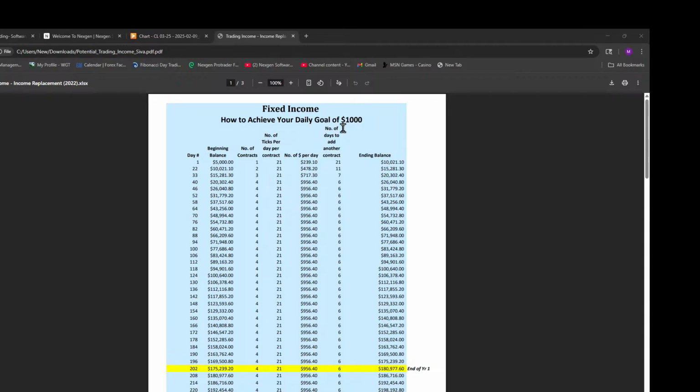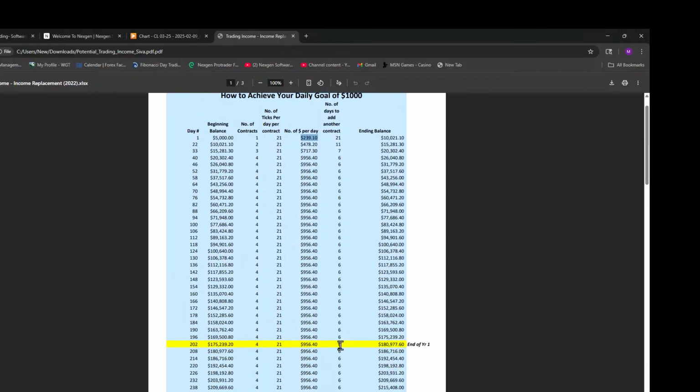How to achieve your daily goal of $1,000. It says make $239 a day for 21 days on a one lot, and you'll double your $5,000 account. And guys, you will have made your $100,000 and be up to $1,000 a day by trading day 200. That's the end of the first year.